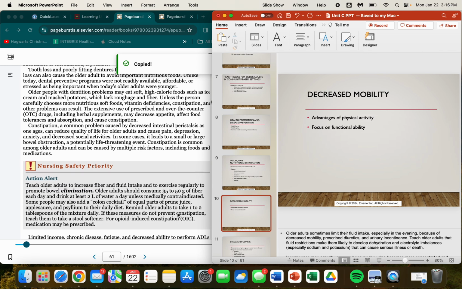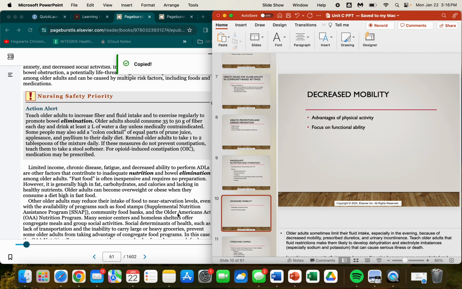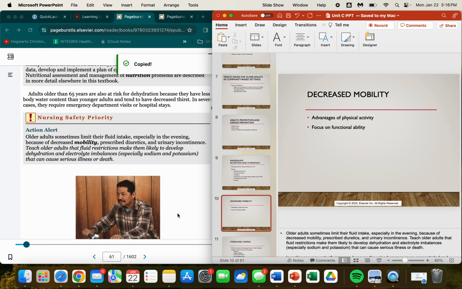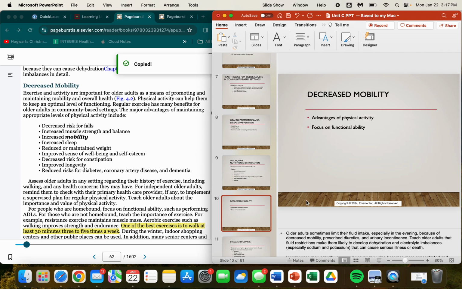Our next issue when we talk about older adults is going to be decreased mobility. Older adults often limit their fluid intake, especially in the evening, because of decreased mobility. It's hard for them to get up and down out of bed. They may have diuretics on board. They may have urinary incontinence. So they often will limit their fluid intake so that they don't have to get up and down as much to go to the bathroom. We want to teach them that fluid restrictions can actually make them more likely to develop dehydration and electrolyte imbalances that can cause illness.